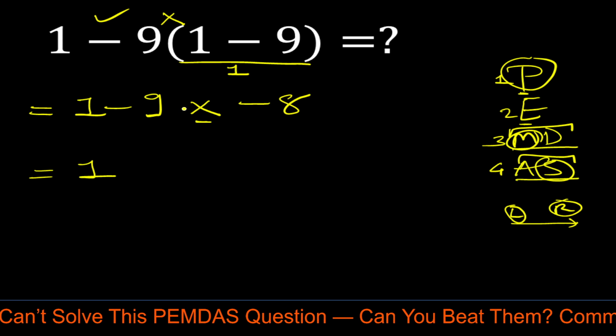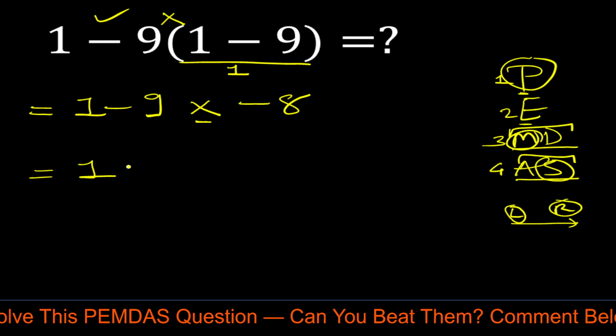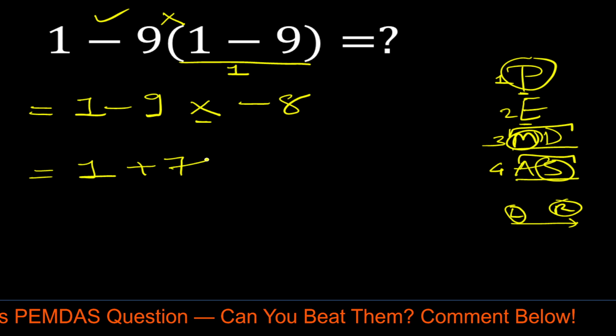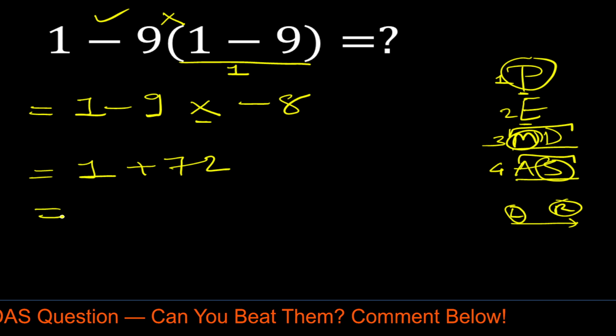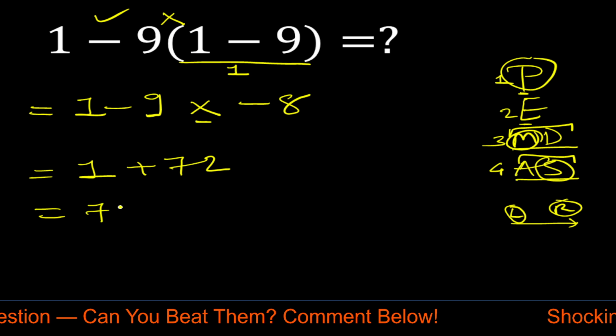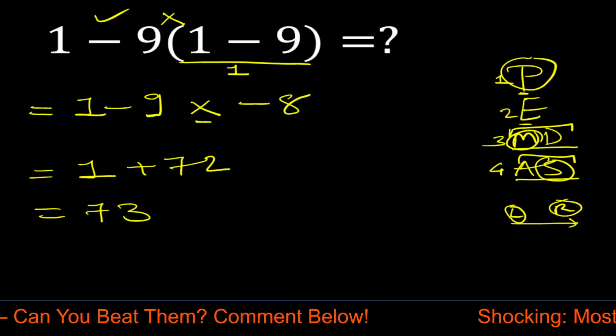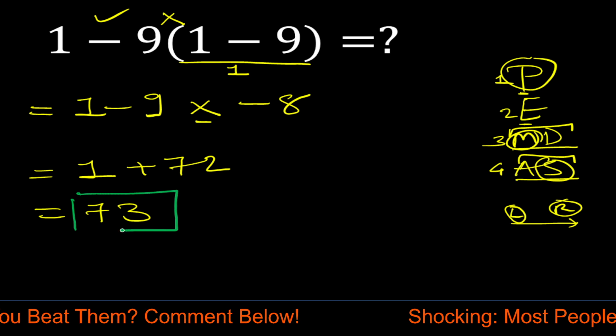So 1. Now minus 9 times minus 8 is equal to plus 72. Right? So 1 plus 72 is equal to 73. So the correct answer is 73.